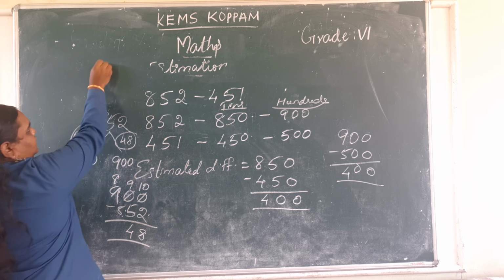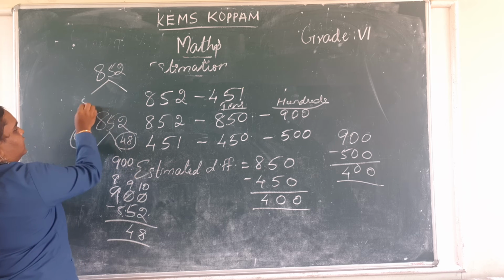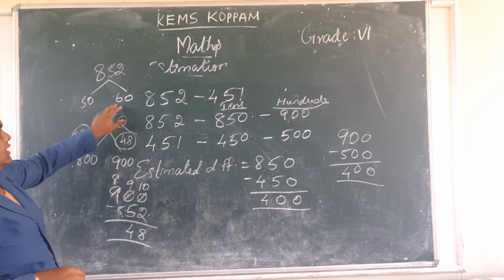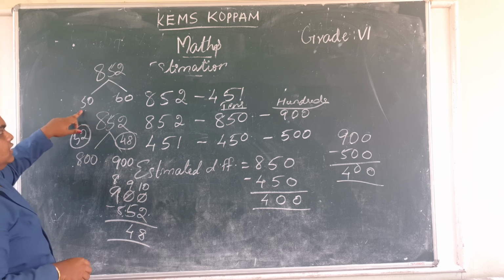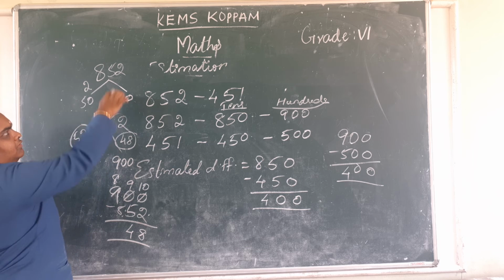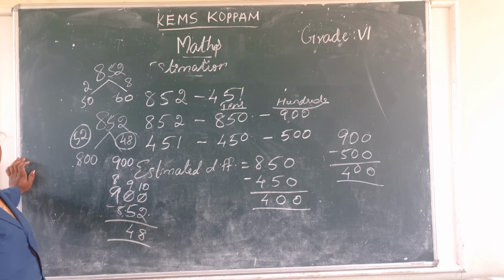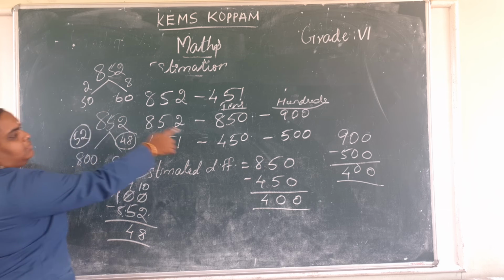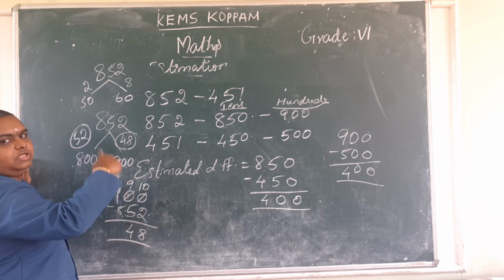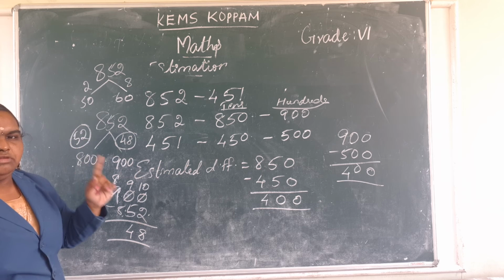If you are taking 852 in tens, we take only 50 and 60. So 52 minus 50 is equal to 2, and 60 minus 52 is equal to 8. Is it clear? So the less difference is 2, so I am taking 50. Like that, 51 is in between 50 and 60, so 50 is the nearest number because 50 and 51 have only one difference.